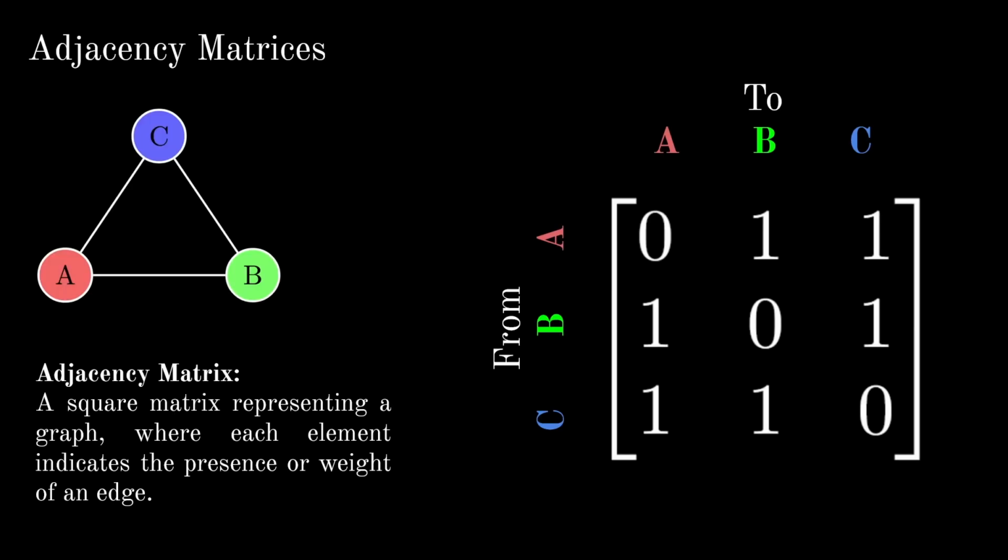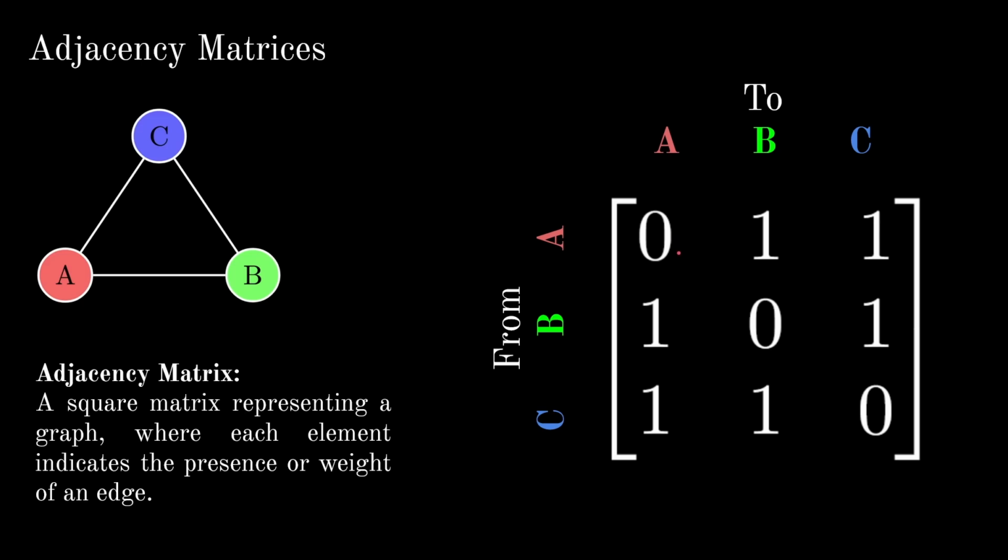Sometimes it can be helpful to represent a graph with numbers instead of drawings. That's where an adjacency matrix comes in. Each row and column is a vertex. If there's a connection, we put a 1. If there's not, it's a 0. It's like encoding the structure of the graph into data, and it's super helpful when writing algorithms.